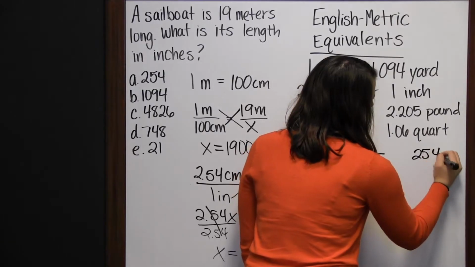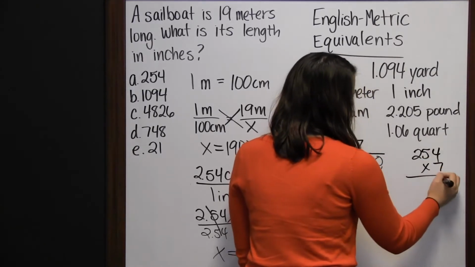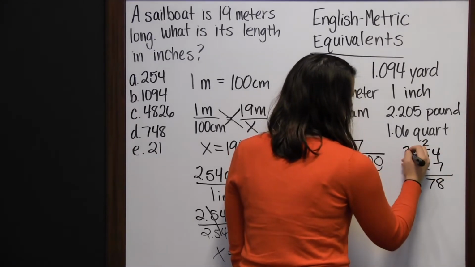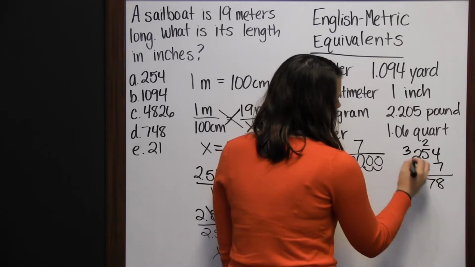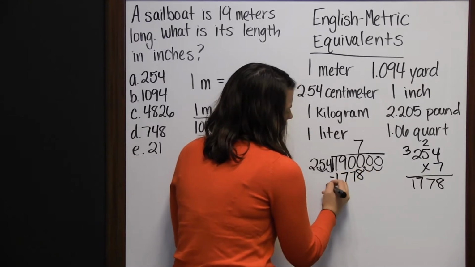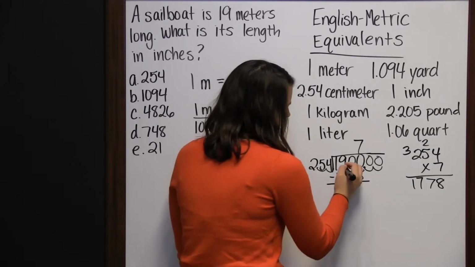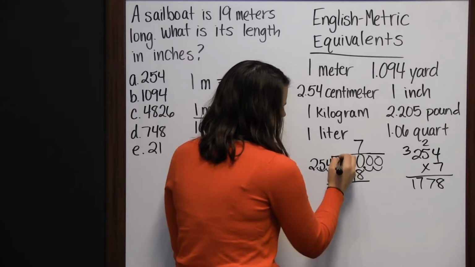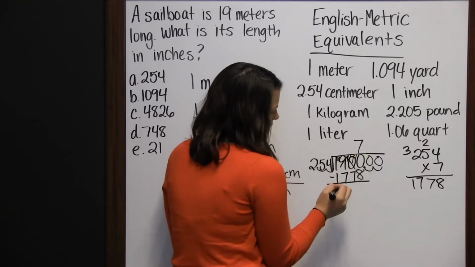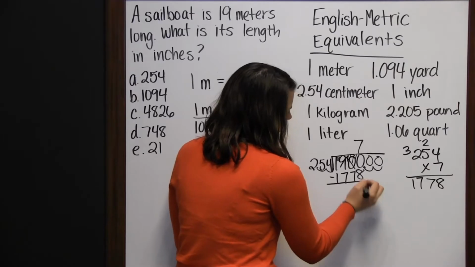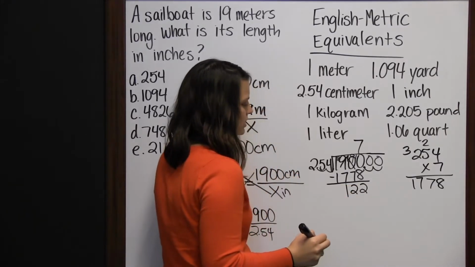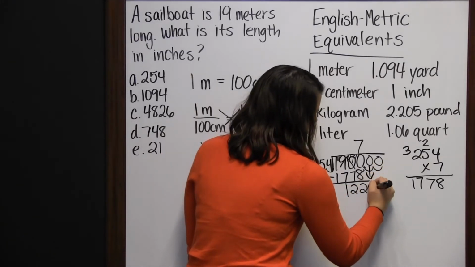And we can see what that is right here. 7 times 4 is 28. 7 times 5 is 35, 36, 37. 7 times 2 is 14, plus 3 is 17. So it's 1,778. And then we subtract those, and we have to borrow from the 9, and that becomes an 8. So this is 10, and we borrow from the 10, it becomes a 9. This is 10. So 10 minus 8 is 2, 9 minus 7 is 2, and 8 minus 7 is 1, 122. So now we bring down our next zero.